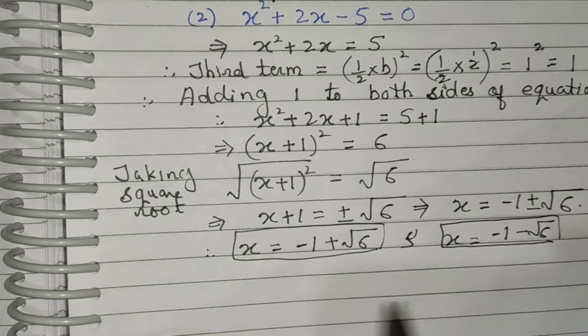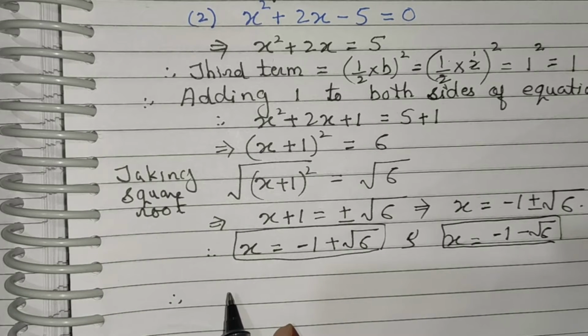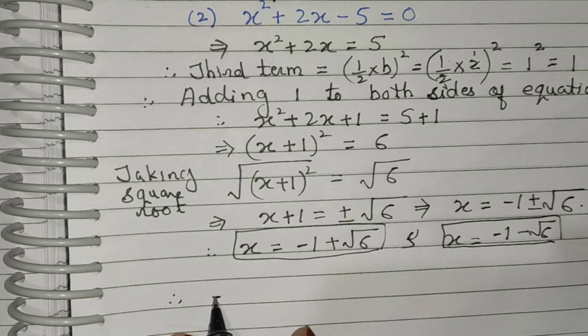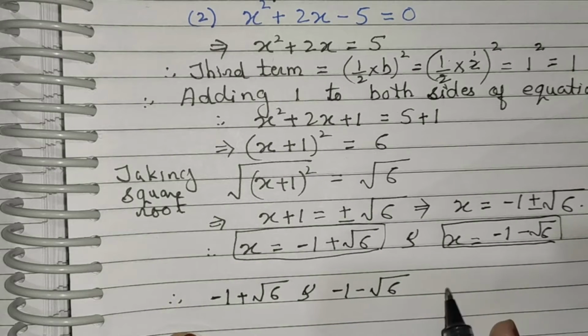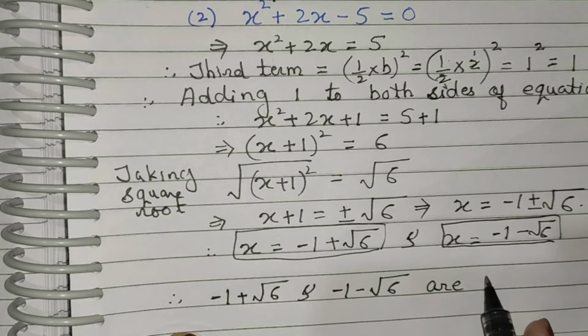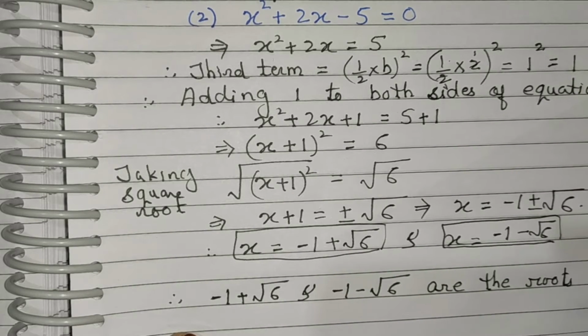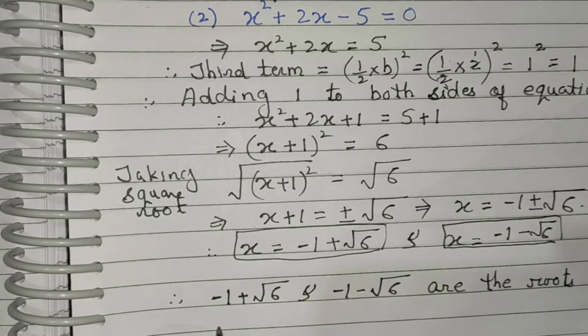Therefore write down the answer. -1 plus root 6 and -1 minus root 6 are the roots of the given quadratic equation.